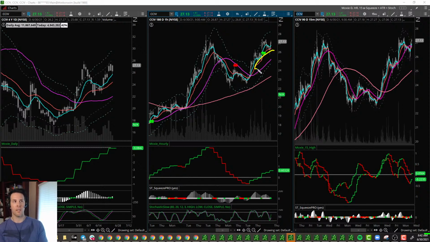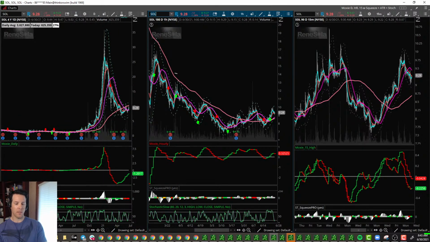My concern is that it has kind of been gapping off of the hourly 50 for a little while. But overall, I think it's good. I think that, if we tune back a month from now, it's going to be higher. All right, SOL, same basic concept.